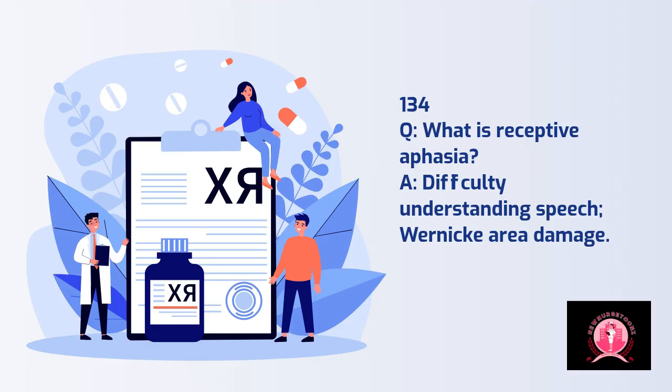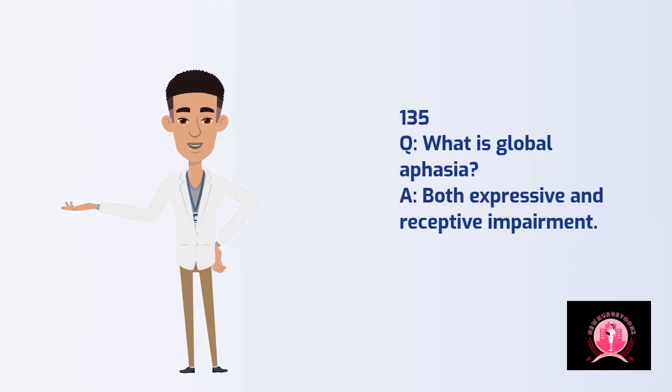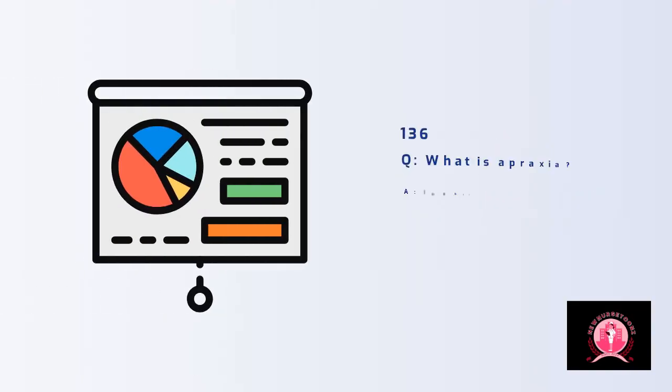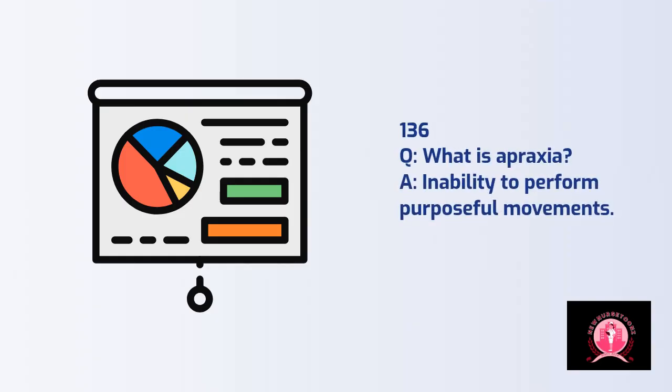134Q. What is receptive aphasia? A. Difficulty understanding speech, Wernicke area damage. 135Q. What is global aphasia? A. Both expressive and receptive impairment. 136Q. What is apraxia? A. Inability to perform purposeful movements.